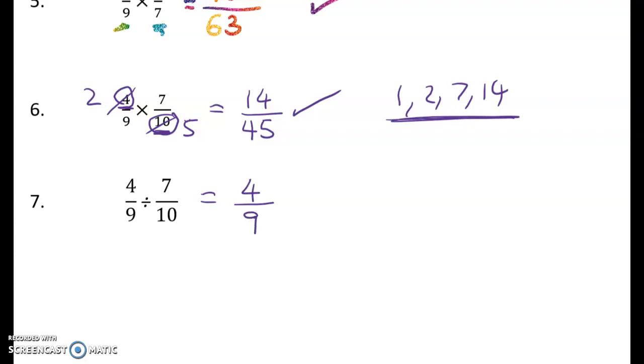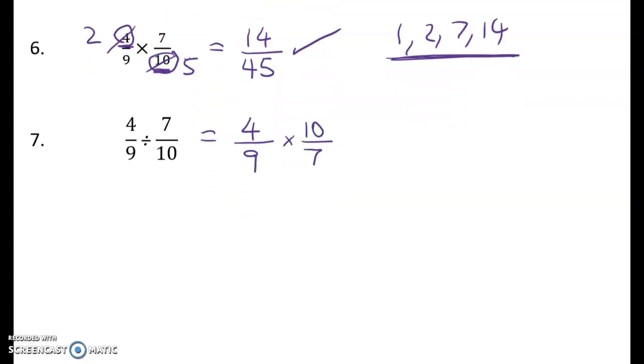Lastly, example 7 is a division. So it's 4 ninths times 10 sevenths. There are no common factors. So we multiply the numerators and we multiply the denominators. We get 40 over 63 and we pause and have a look. Can we simplify it? No, we can't. So we're finished.